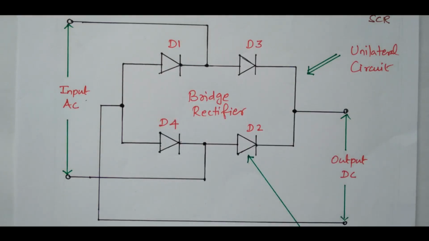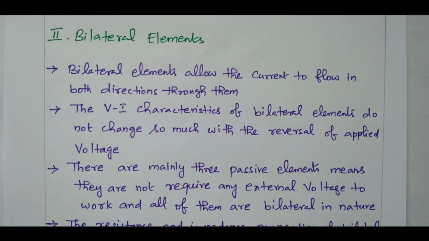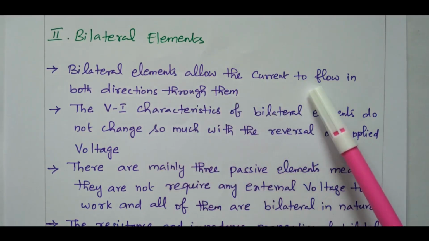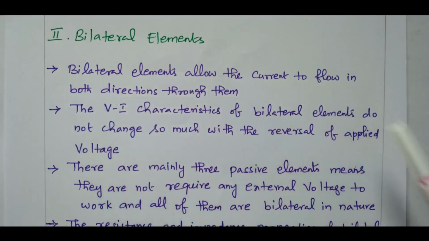Now we'll see the bilateral element. Bilateral elements allow the current to flow in both directions through them. The current can flow in both positive direction as well as negative direction. The VI characteristics of a bilateral element do not change so much with the reversal of the applied voltage. So whether the current direction is positive or negative, the characteristics will not change much. It can function for both positive current as well as negative current.